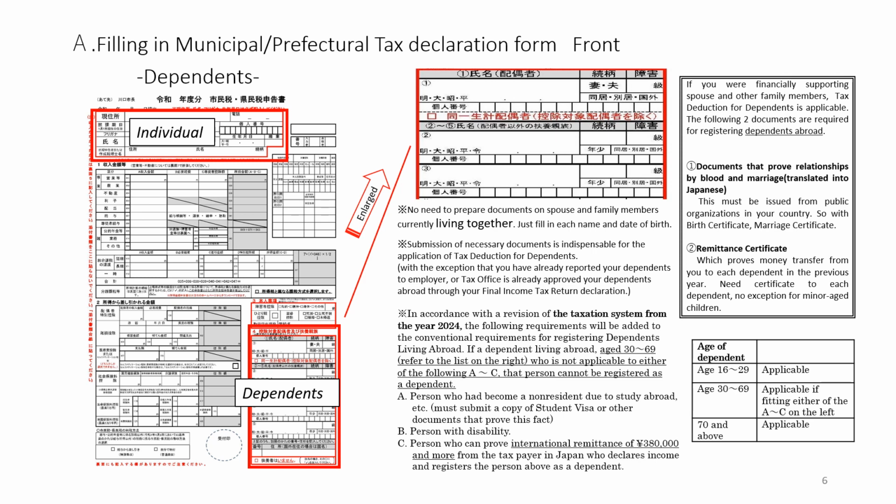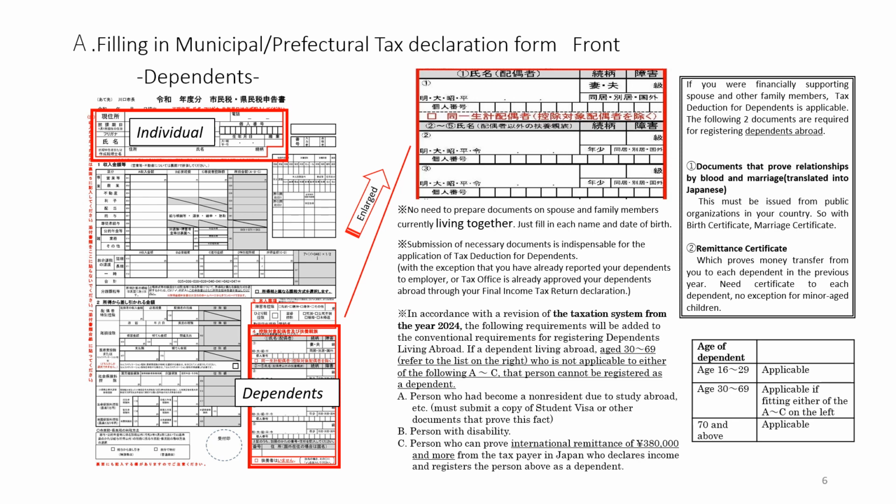If you were financially supporting spouse and other family members, tax deduction for dependents is applicable. If dependents live abroad, following 2 documents are required. No documents required for family members or relatives currently living together in Japan. In that case, just fill in with each name and date of birth.